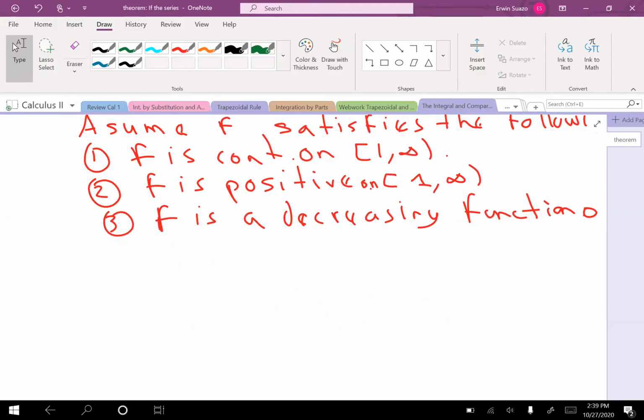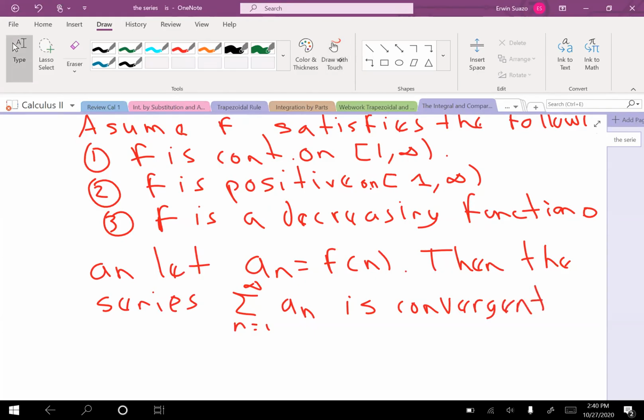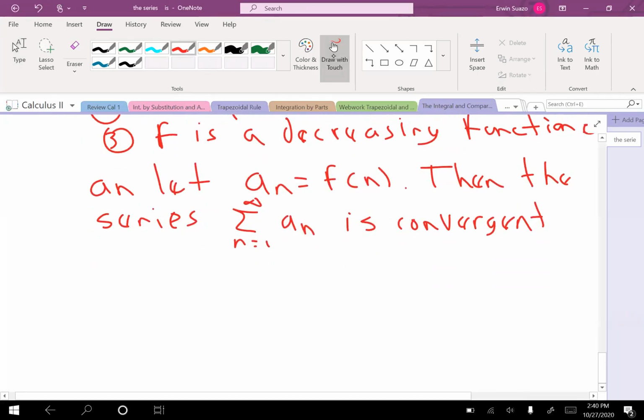and we let a sub n equal f of n, then the series, the sum of n equals 1 to infinity of a sub n, is convergent if and only if the integral is convergent.